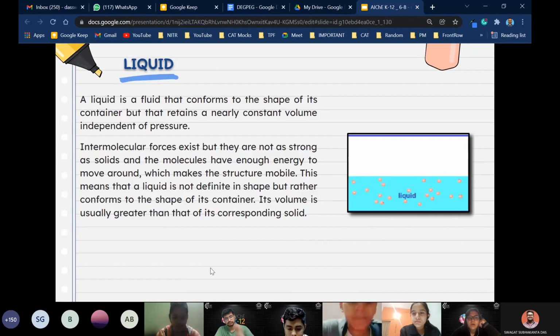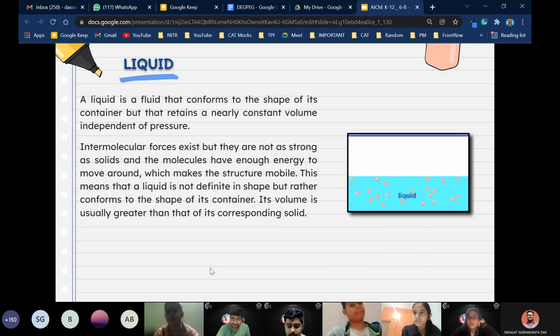Then is the liquid. A liquid is a fluid that conforms to the shape of the container, but retains a nearly constant volume independent of pressure. Intermolecular forces exist, but they are not as strong as in solids, and the molecules have enough energy to move around, which makes the structure mobile. In the picture, you can see that the molecules are always in random motion. This is because they have less intermolecular force between them compared to solids, where they could only vibrate.